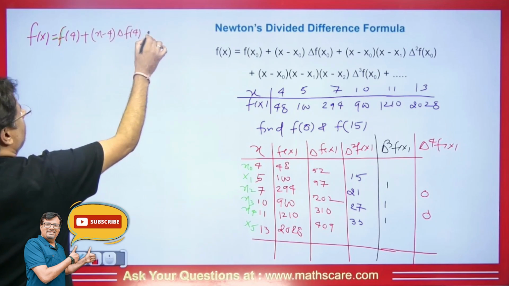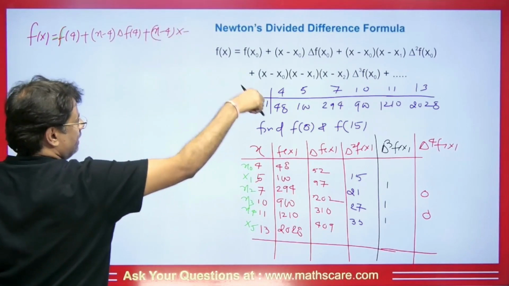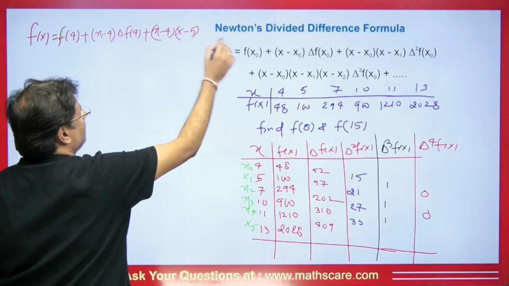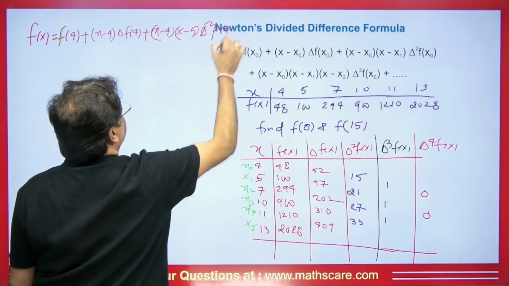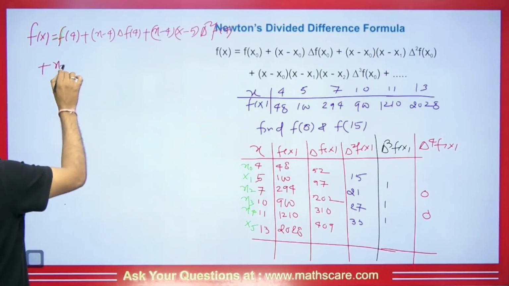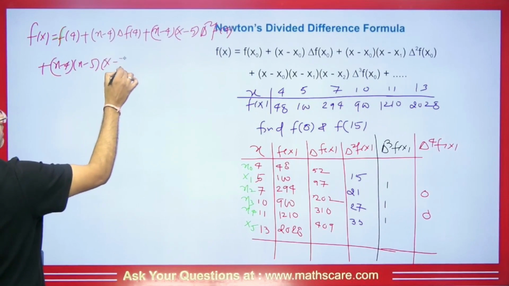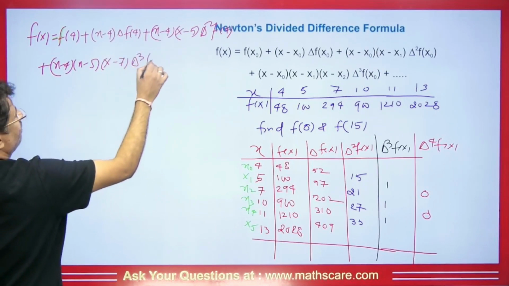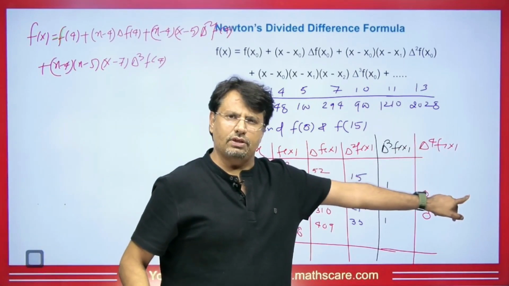Is it clear, students? Plus this will be (x minus 4)(x minus 5), right? (x minus x1), you see it right. Into del square f4 will come, right? And plus, students, this will be (x minus 4)(x minus 5)(x minus 7) into del cube f4 will come, right students? But when we see further, del 4 is already 0 here.